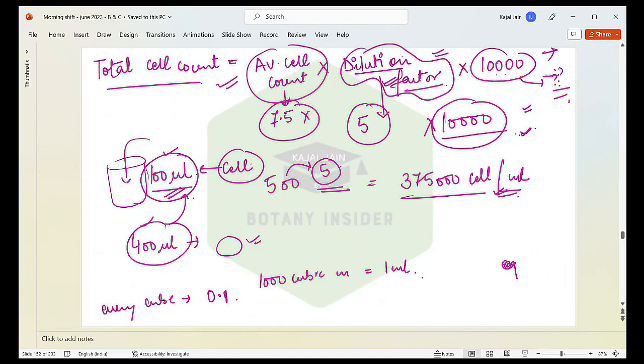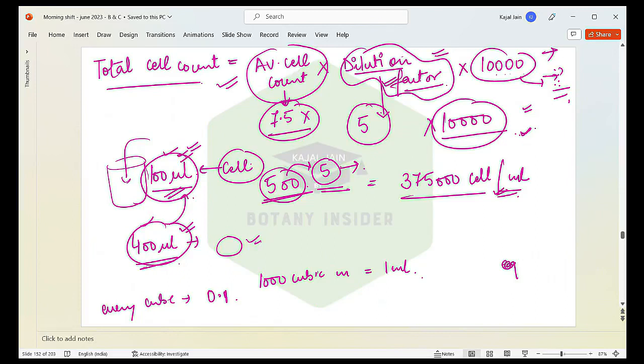Dilution factor means by what value we have the dilution in the scenario we are taking into consideration. Over here you had 100 microliters of cells getting diluted. You are adding 400 microliters of the stain and 100 microliters of the cell. Total volume turns out to be 500. So this 500 total volume was diluted in a way with 100 microliters. That's why the dilution factor over here will be 5.